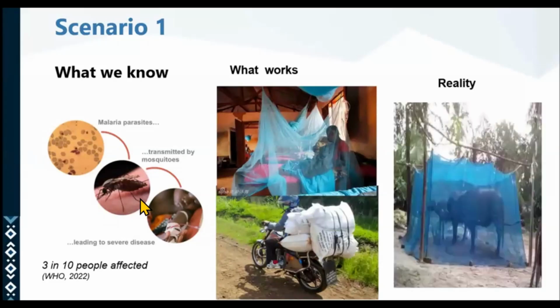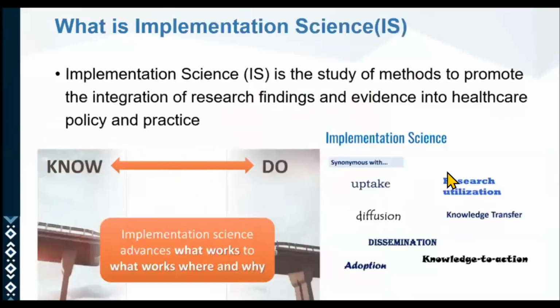Most of these people, in reality, use the mosquito nets for farming, agriculture, and purposes that were not intended. You can ask them, are you using your mosquito net? They'll tell you yes. In real sense, they're actually using it, but not for the purpose it was intended for. So this is where implementation science comes in. It enables us to know what works, where, and why.